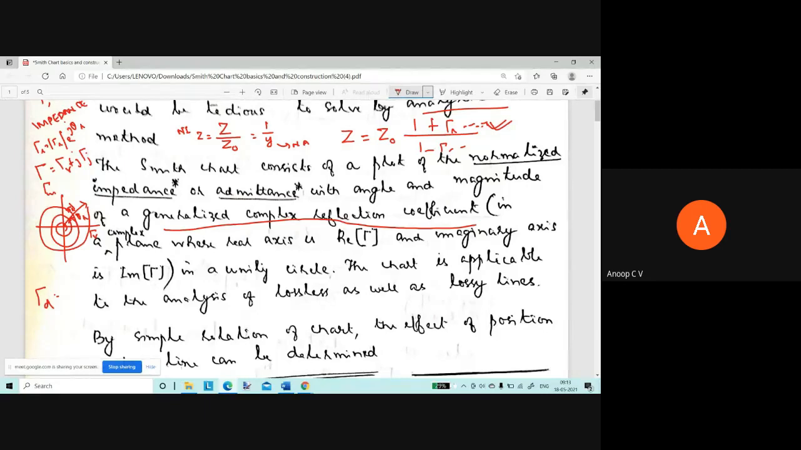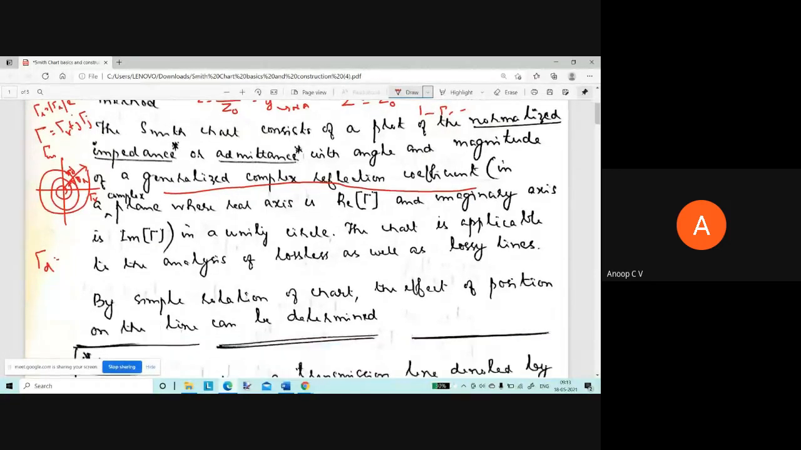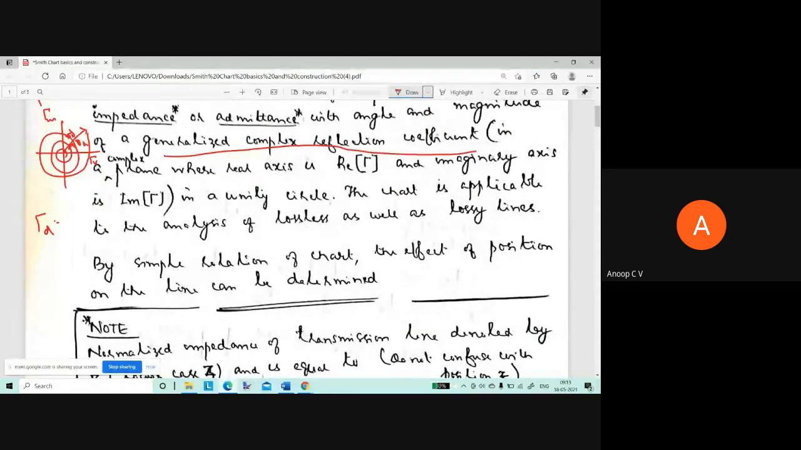So I'll repeat that once again. It is the plot of normalized impedance or admittance in the complex gamma plane. That is one thing you have to keep in mind. It is a plane where the real axis is the real part of gamma, and the imaginary axis is the imaginary part of gamma. And this entire Smith chart will be confined within a unit circle, right? Why? I'll tell you what that unit circle is.